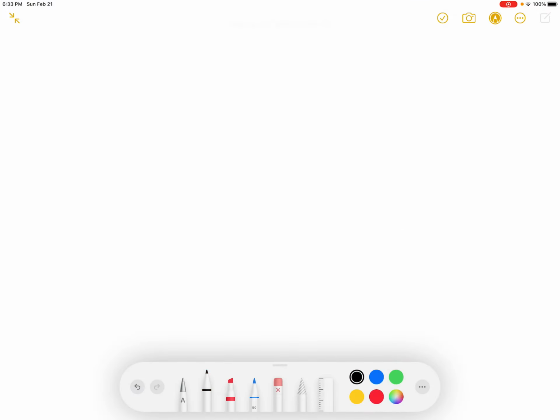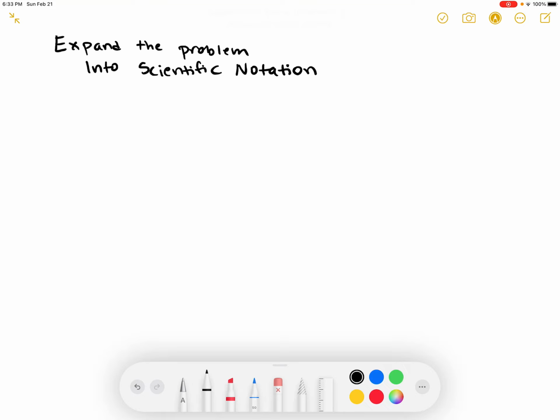All right, here's how to do some practice problems with scientific notation. So the first three we're going to do is expand the problem, and the other one, expand the problem into scientific notation. So let's start with that first.